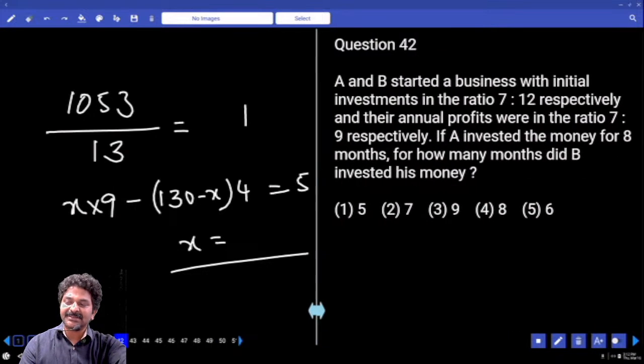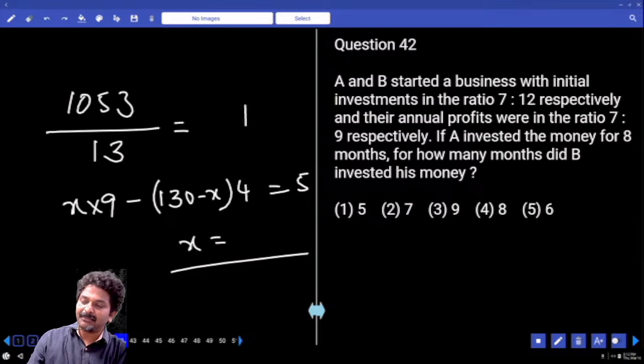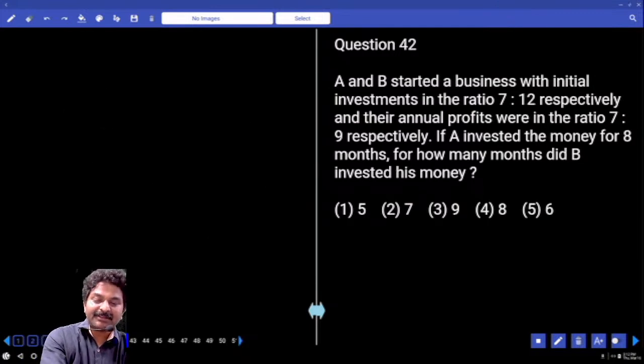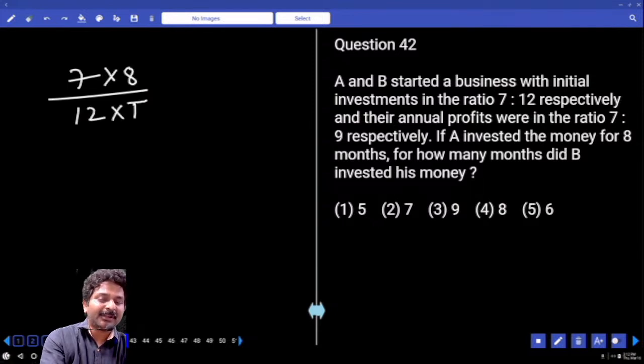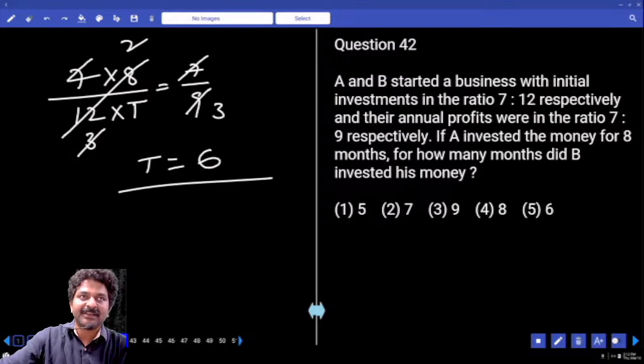A and B started a business with initial investments in the ratio 7:12 and their annual profits were in the ratio 7:8. If A invested the money for 8 months, how many months did B invest the money? Their investments ratio 7/12. A invested for 8 months. B's time period we have to calculate. Profit sharing ratio 7 by 9. 7 gets cancelled. 4 2 times, 4 3 times, 3 3 times. T is equal to 2 into 3, 6. So B invested for 6 months.